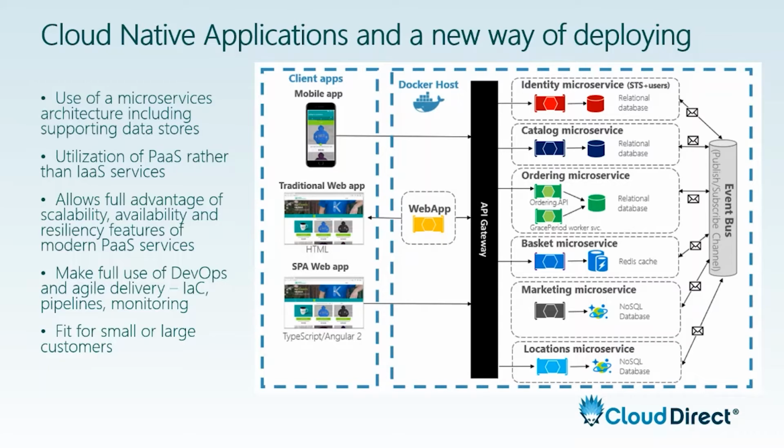And you can release, which improves your release cadence. It also means that you can choose the right data stores and services for that individual component, rather than having to think of everything as a whole. In this way, you can get full advantage of the scalability, availability, and resilience of the modern PaaS services because you're choosing the right PaaS service for the right element.